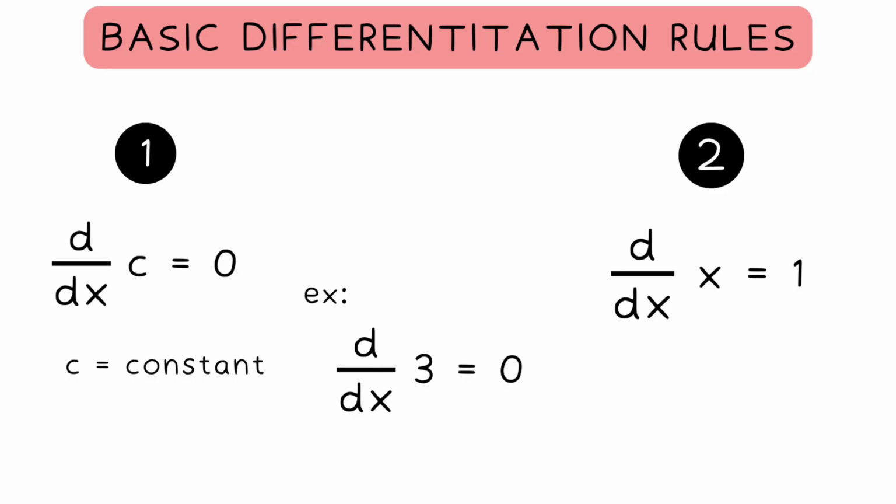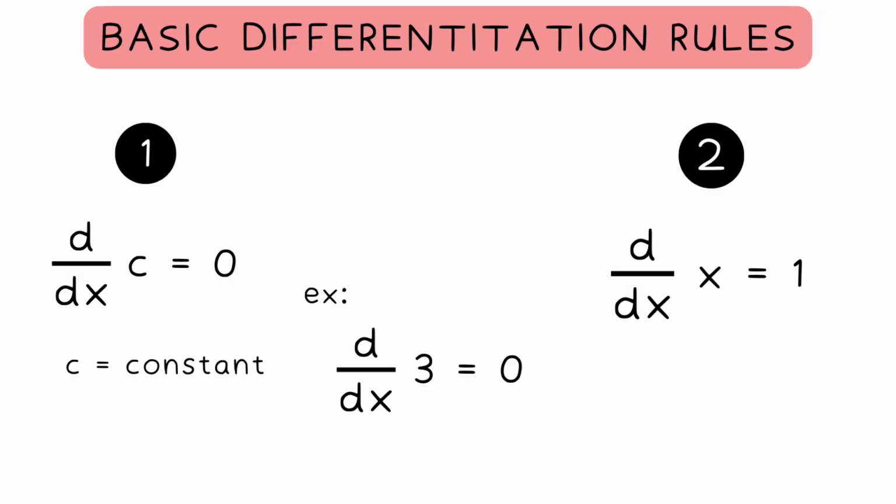Basic differentiation rules. The derivative of c is equal to 0, where c is a constant. An example of this is the derivative of 3 is equal to 0. That's rule 1. And rule 2 is the derivative of x is equal to 1.